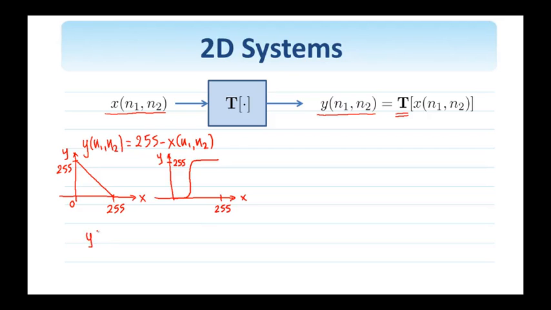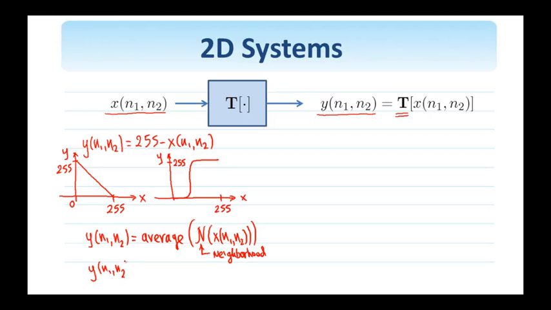Similarly, you can have a system that provides an output which is equal to the average of the input values in a neighborhood denoted here by n. So this denotes a neighborhood of input values. And yet, as a final example, I can have a system that gives me as an output the median of the input values, again in a neighborhood.